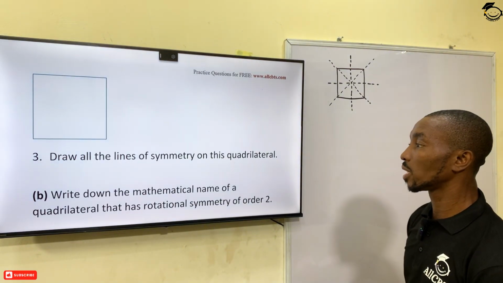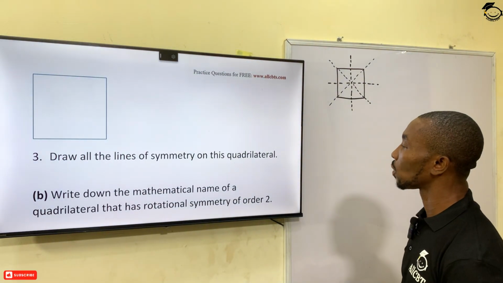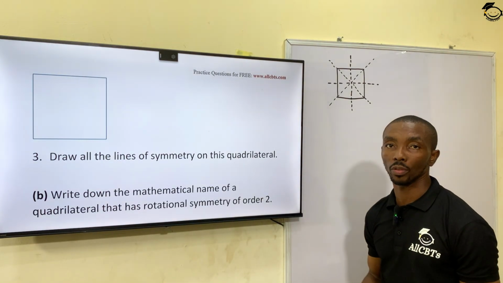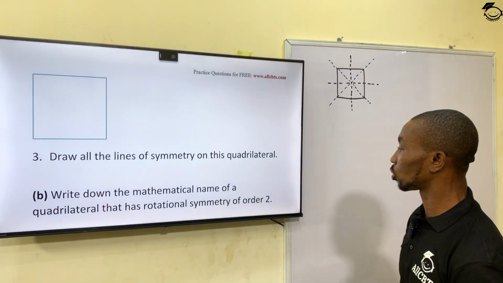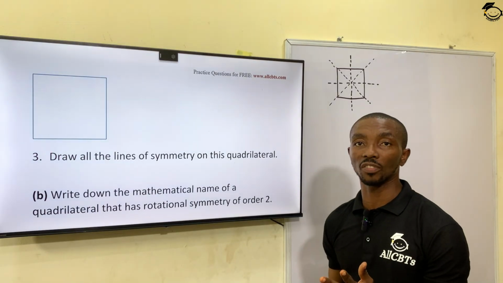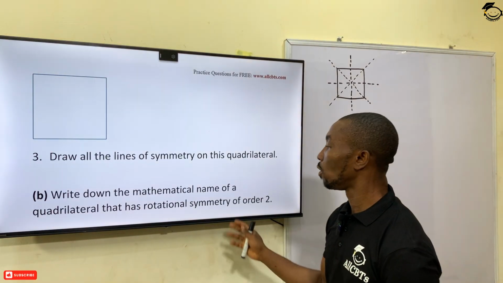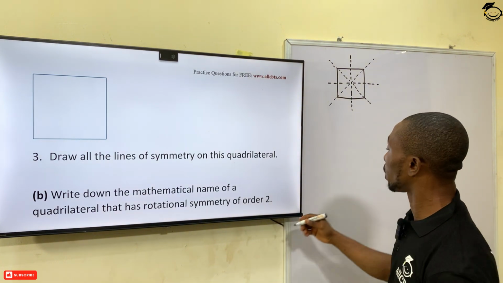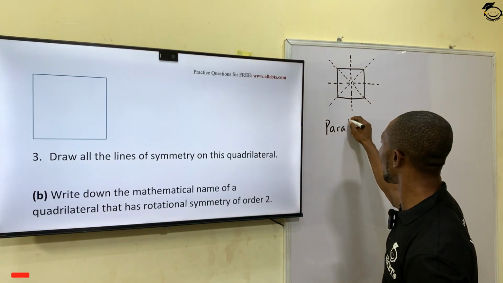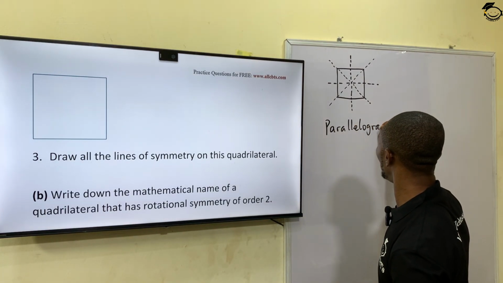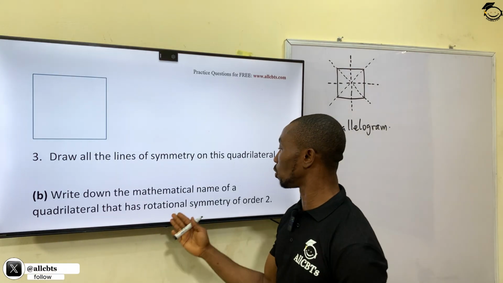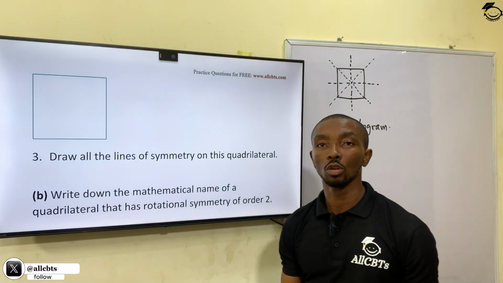Now the B aspect says, write down the mathematical name of a quadrilateral that has rotational symmetry of order 2. When we talk about rotational symmetry, it simply means that whichever way you rotate it, it still gives you the same shape. A quadrilateral that has rotational symmetry of order 2 would be a parallelogram. So our parallelogram has a rotational symmetry of order 2.